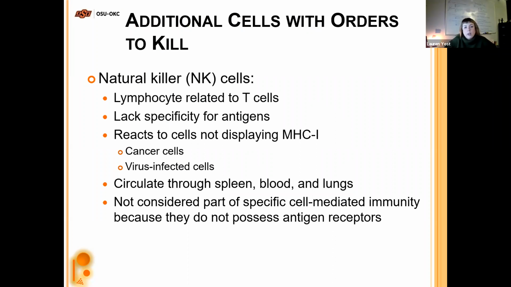Okay, so we also have other cells that can help out with all of this, like natural killer cells. They're kind of related to the T cells. They're not specific for anything. The only ones that are specific for stuff are going to be the T cells and the B cells. So there you go.